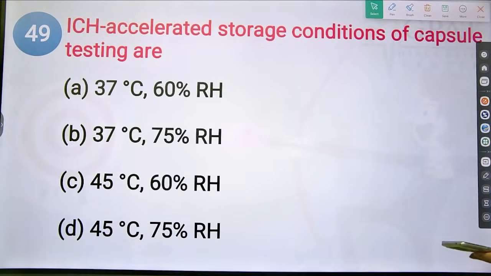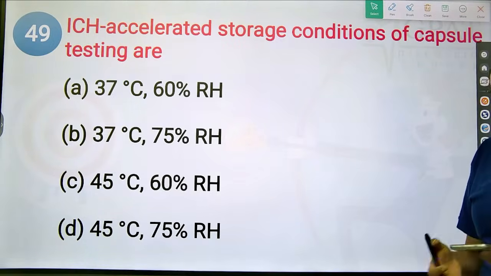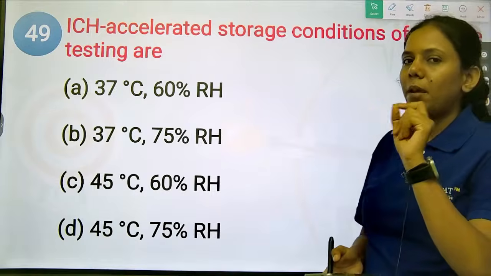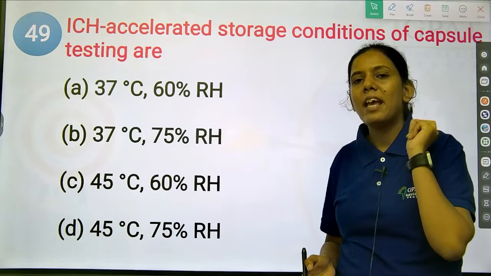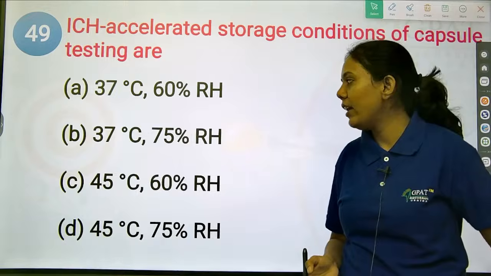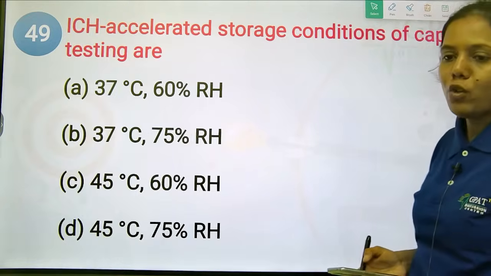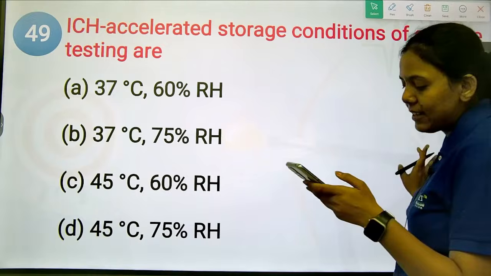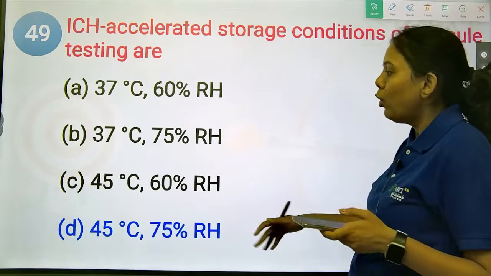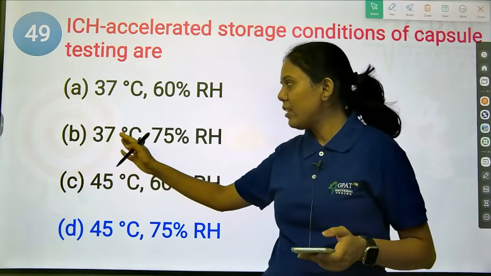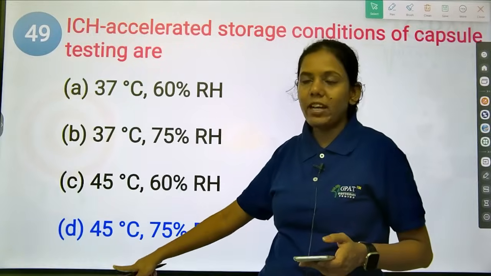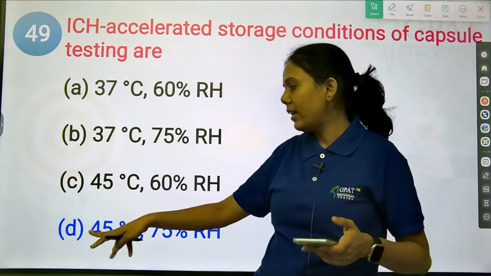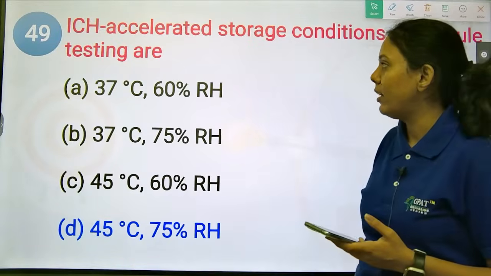Next is ICH, accelerated storage condition of capsule testing are. So accelerated means, see, sometimes the name itself is sufficient. Accelerated means a little bit higher temperature and higher relative humidity is present. So how much should be present? So it is 45 degrees Celsius and 75% relative humidity. No, not 37. 37 is your body temperature. Always remember, whenever it is a little bit higher, it is 45 degrees Celsius and 75.